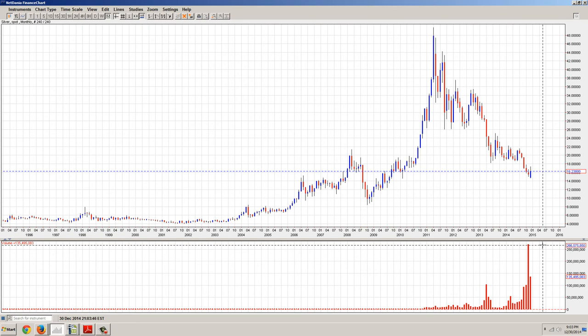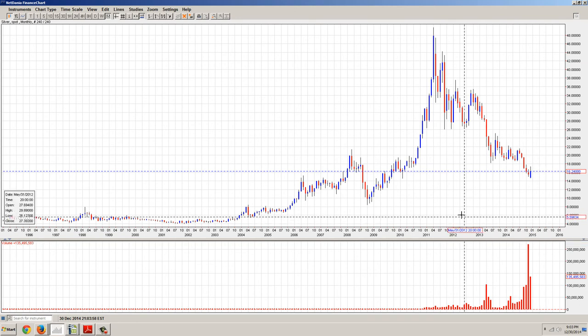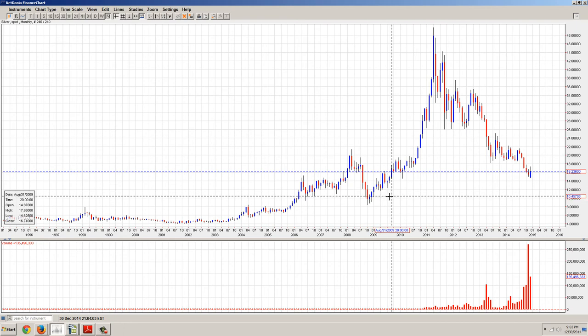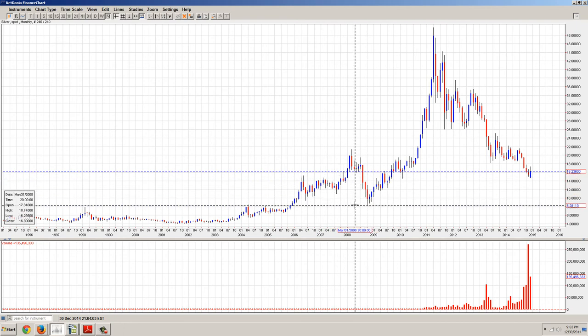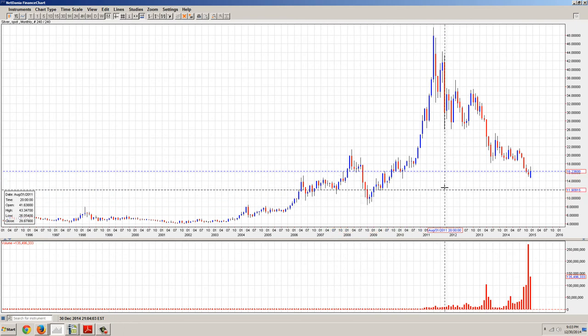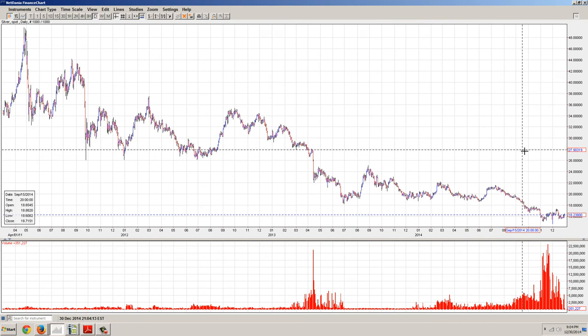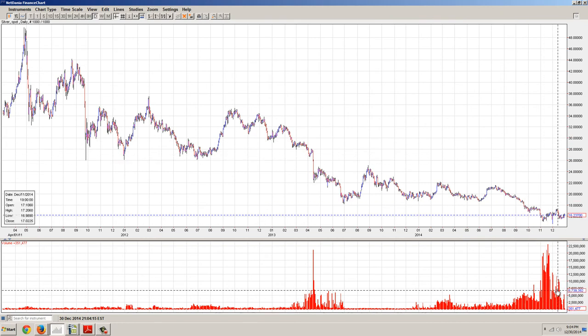And of course the volume is absolutely insane. We don't really have volume figures from back then, but I would venture to guess that they were just a fraction of the volume that we have now. So really we don't have any firm resolution to the upside. We just have that volume spike in.